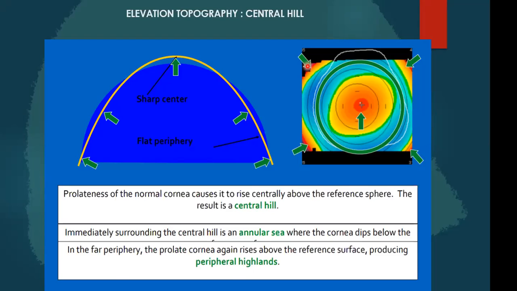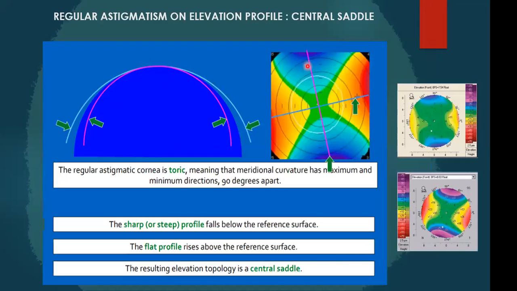Coming to how an astigmatic cornea would look on an elevation based profile. Again, we have the flat axis and the steeper axis. The blue one is the flat axis and the pink one is the steeper axis. So we have two meridians which are 90 degrees apart. The steep profile is going to fall below the corneal surface, and so it will be represented as cooler colors, and the flatter profile is going to rise above the corneal surface, and hence it will be represented as warmer colors, and the resulting topography is known as a central saddle.